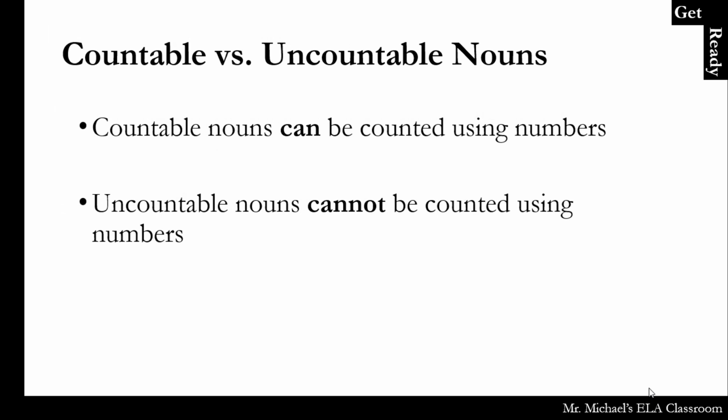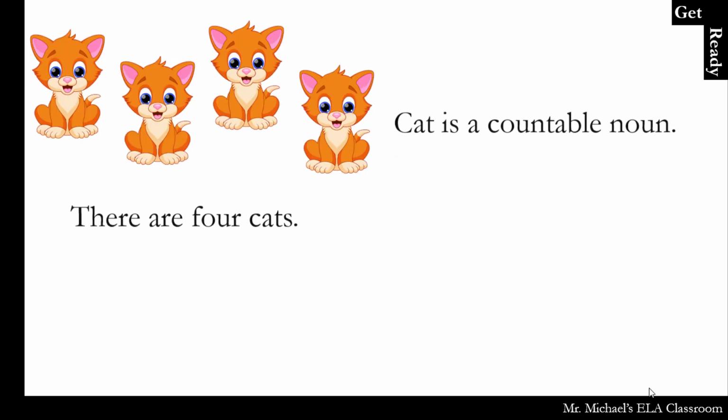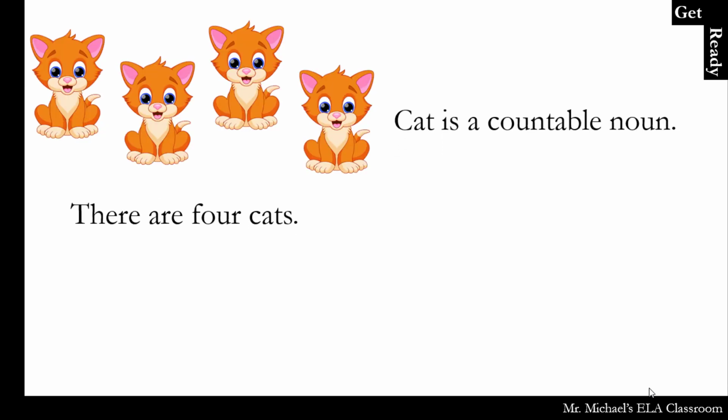So countable versus uncountable nouns. Countable nouns can be counted using numbers, like 1, 2, and 3. Uncountable nouns cannot be counted using numbers. So we cannot use 1, 2, or 3. For example, cat is a countable noun. We can say there are 4 cats.